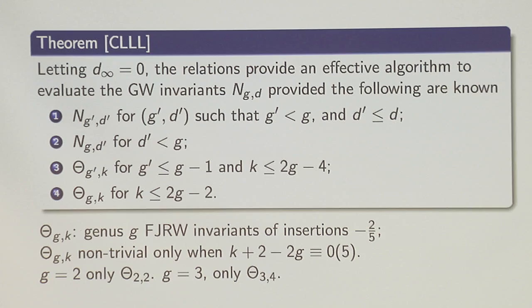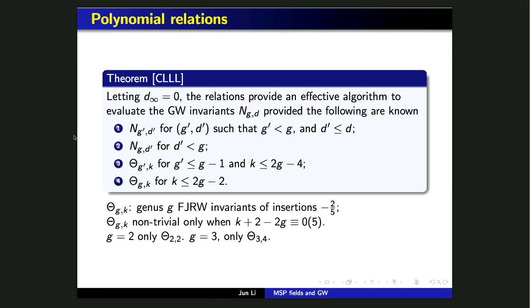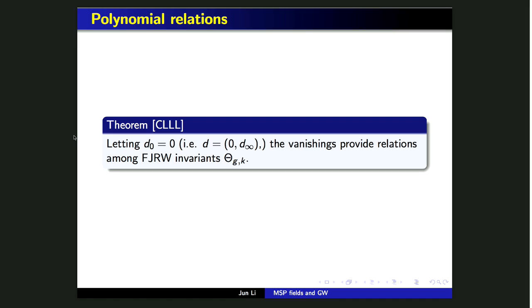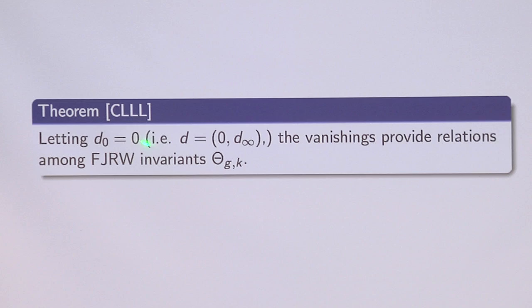So if I let d_0 equal to zero, you remember that we have two line bundles that we can play with, L and N. If I let one of the line bundles have degree zero, then the vanishing provided in the previous slides only involves FJRW invariants.